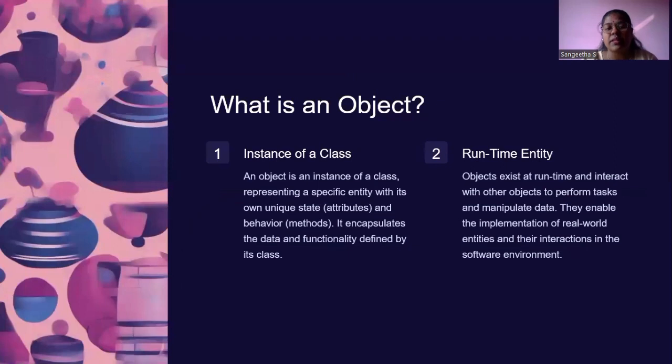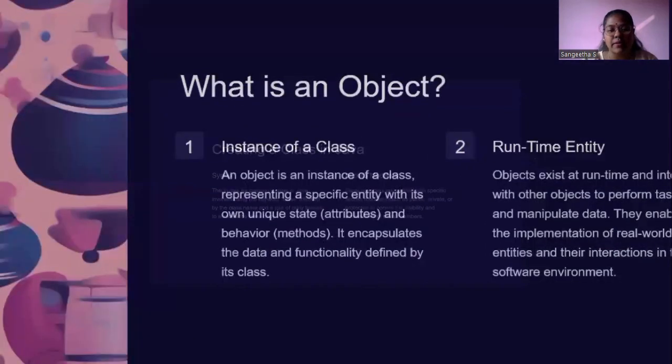What is an object? It is an instance of a class. An object is an instance of a class representing a specific entity with its own unique state. It has attributes and behavior methods. It encapsulates the data and functionality defined by its class. Runtime entity. Objects exist at runtime and interact with objects to perform tasks and manipulate data. They enable the implementation of real-world entities and their interactions in the software environment.